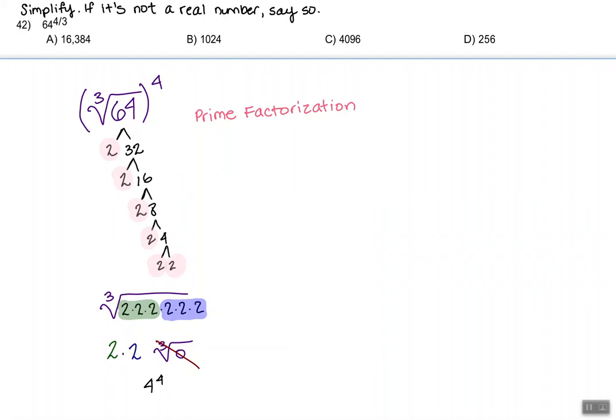So 4 raised to the power of 4 is the same thing as 4 times 4 times 4 times 4, which is 256. So my answer is 256. And 256 is a real number.